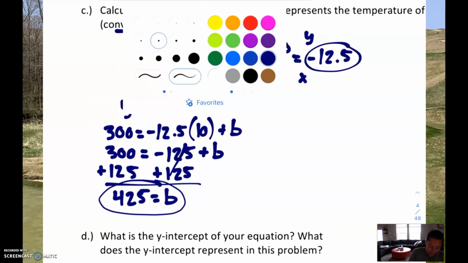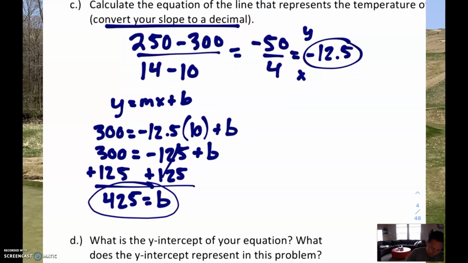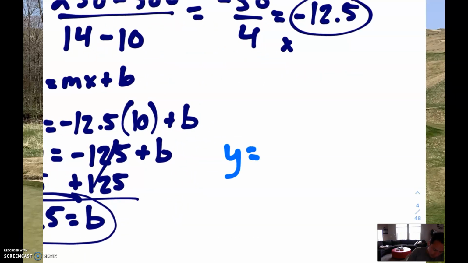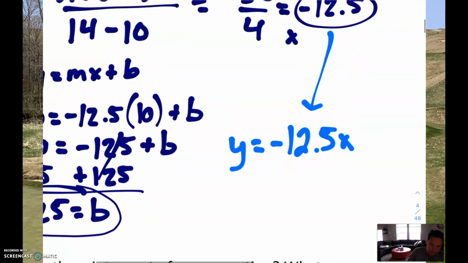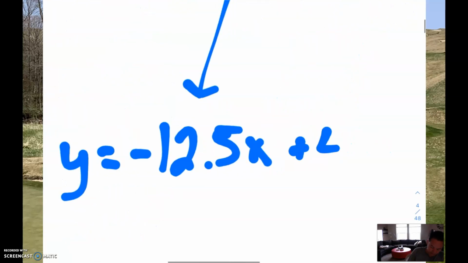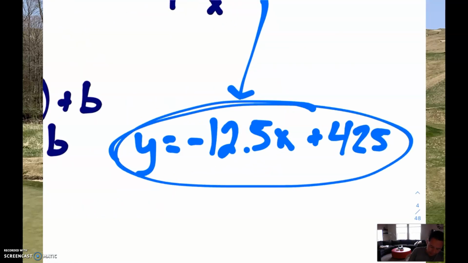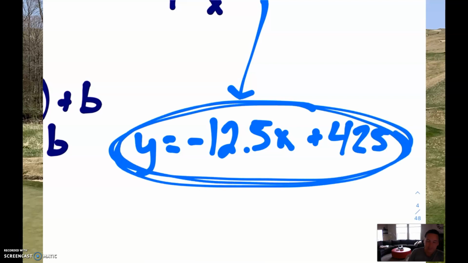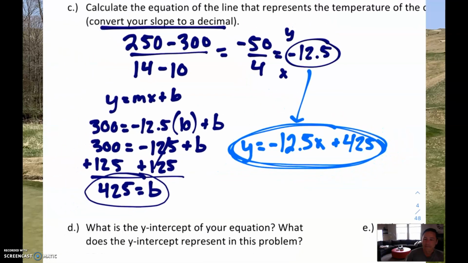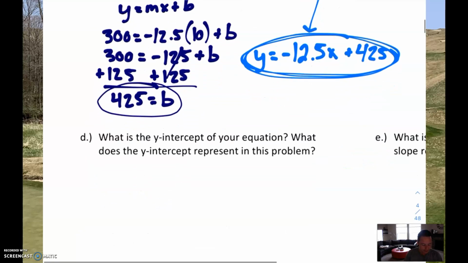Now you're not done. We actually need to write the final equation. So your final equation would be y equals negative 12.5x. So whatever your slope is, put it there next to an x. And then your y-intercept is plus 425. And this is the final equation that is modeled by this scenario. We're going to be using that for the rest of this problem. So again, make sure you understand how to find the equation of that line.